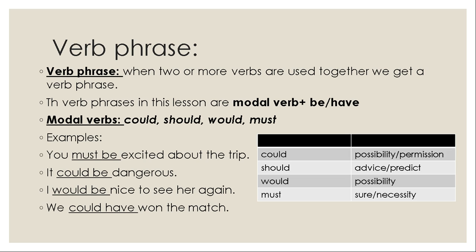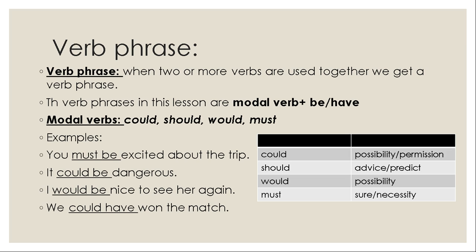Now, should can be used for advice. You should stay home, or it can be used to predict. She should be here by now. Would, once again, will show you possibility. It would be nice to go there, or it would be a good idea to do this. Must shows you something that's necessary, like you must put on your seatbelt, or when you are sure about something, you must be tired after the long trip. So these are the different uses of these modal verbs.